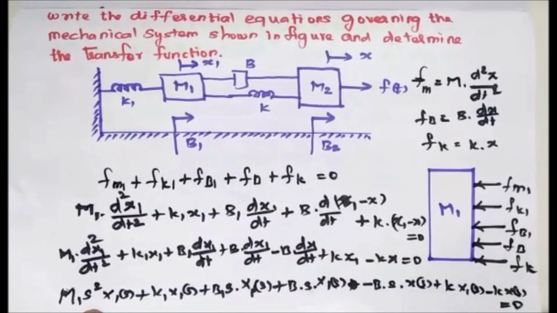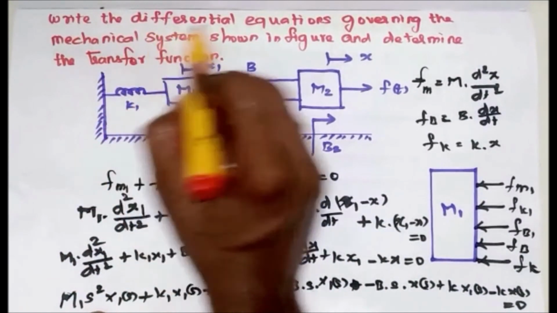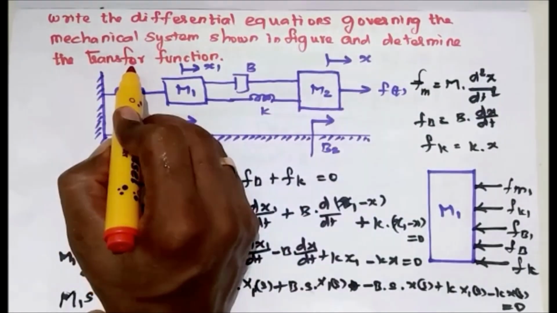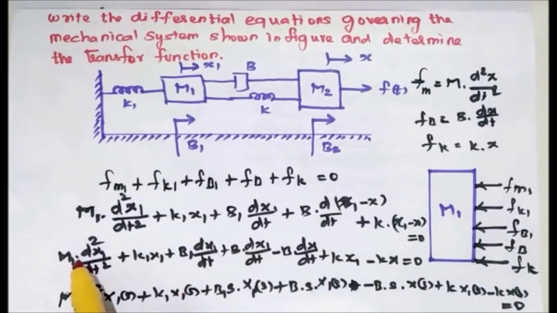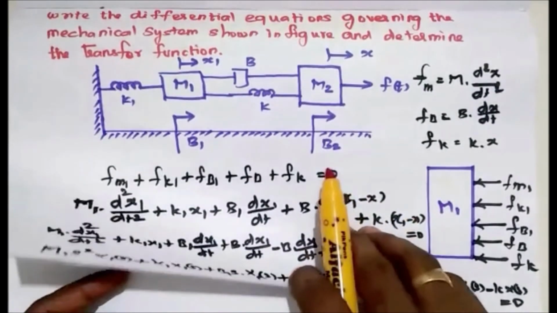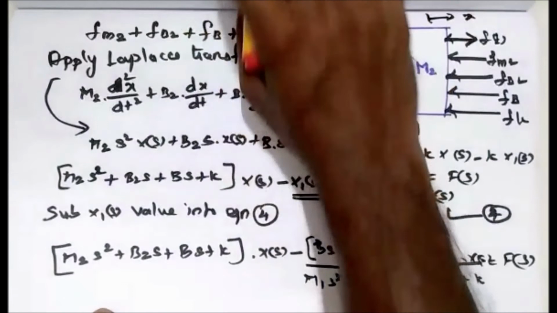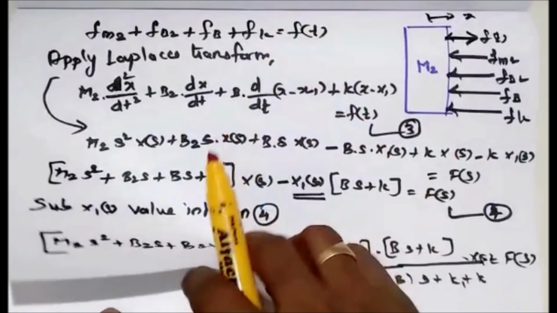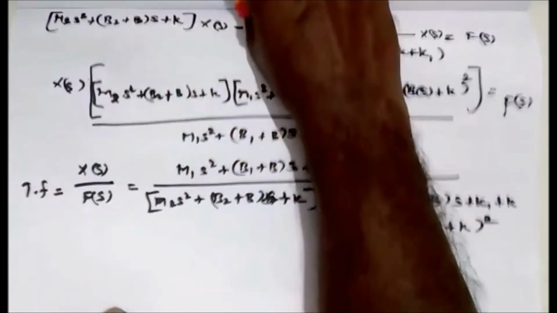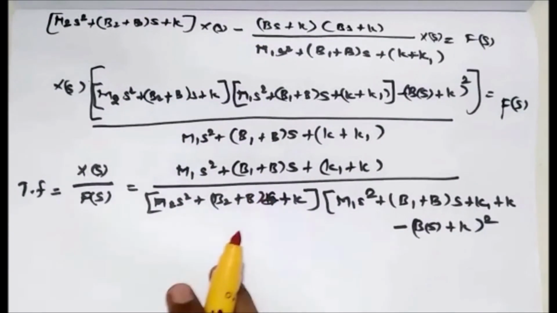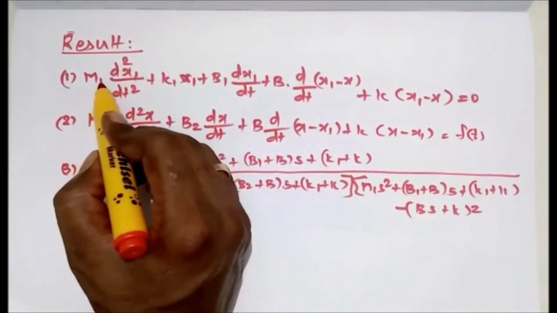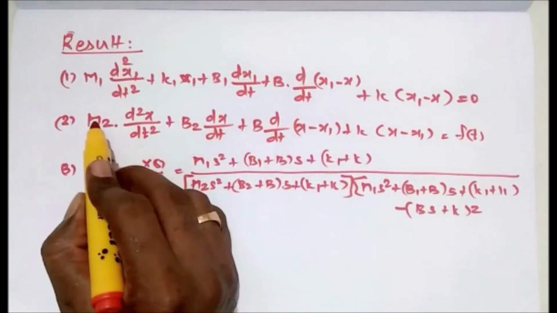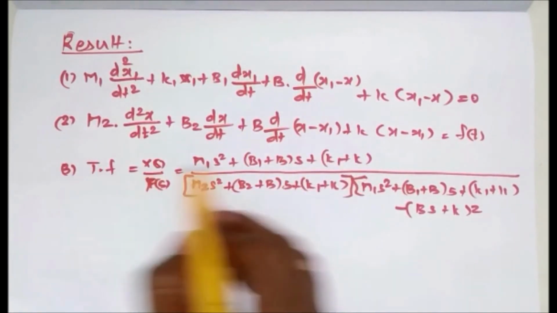Actually, in the given problem, they asked for the differential equations governing the mechanical system and the transfer function. So for mass 1, this is the differential equation. Then for mass 2, this is the differential equation. This is the transfer function. So finally, in result, this is the differential equation governing mechanical system 1, this is equation number 2, and this is the final required transfer function.